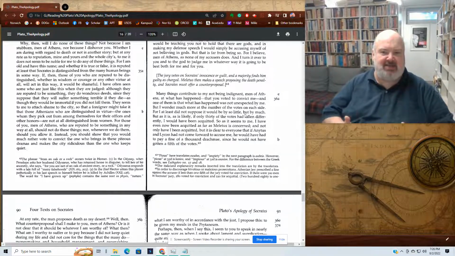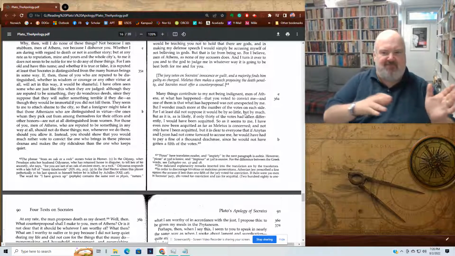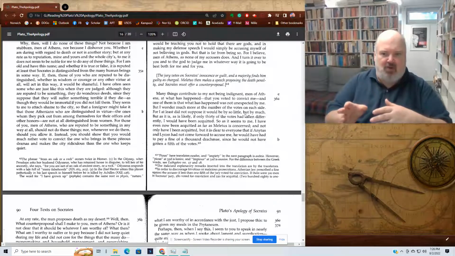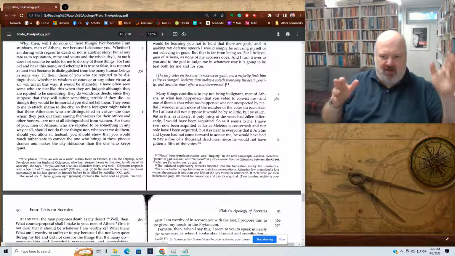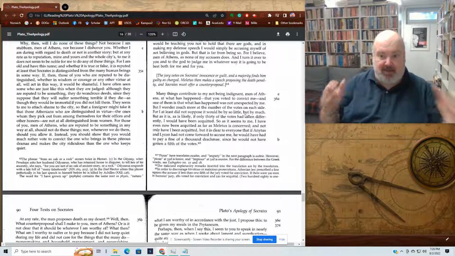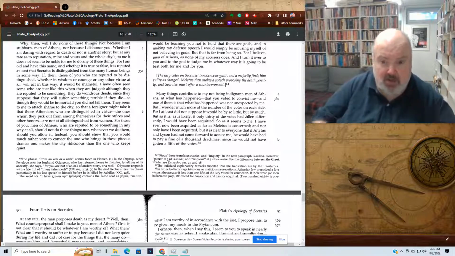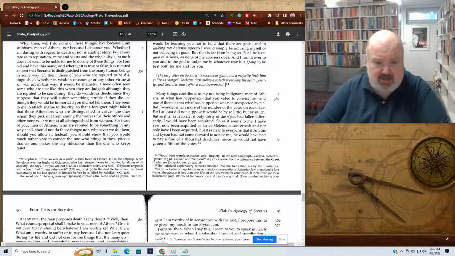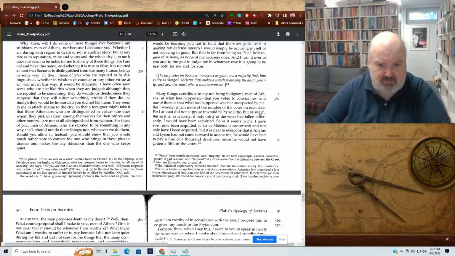Now, Socrates is saying that it was a 30 vote difference. If 30 of those 60 votes shifted, it would have been a deadlock, and there would have been no conviction. So he continues: so it seems to me I have now been acquitted even as far as Meletus is concerned.